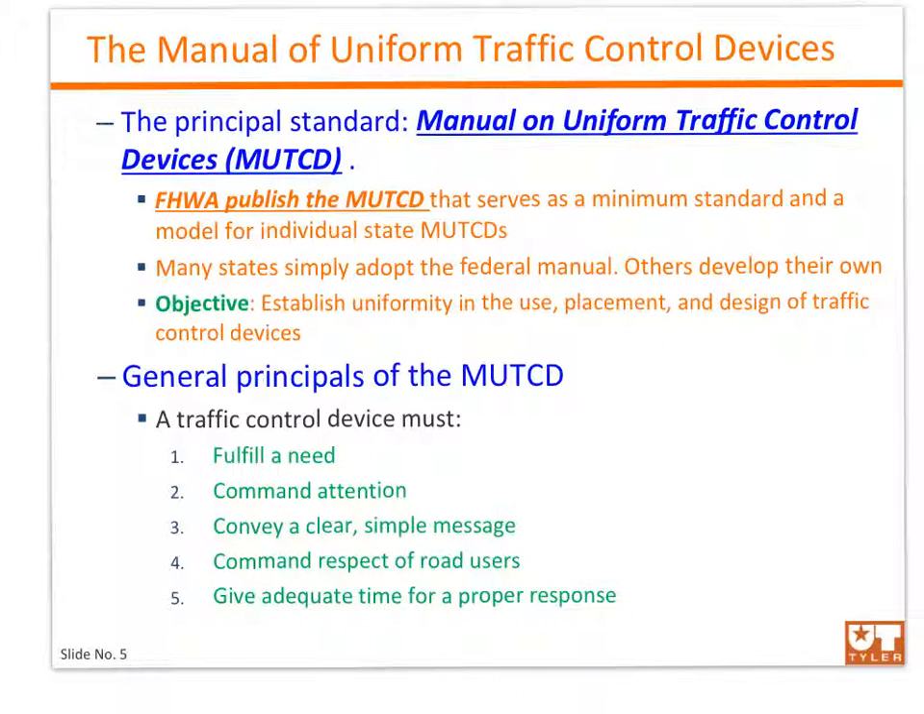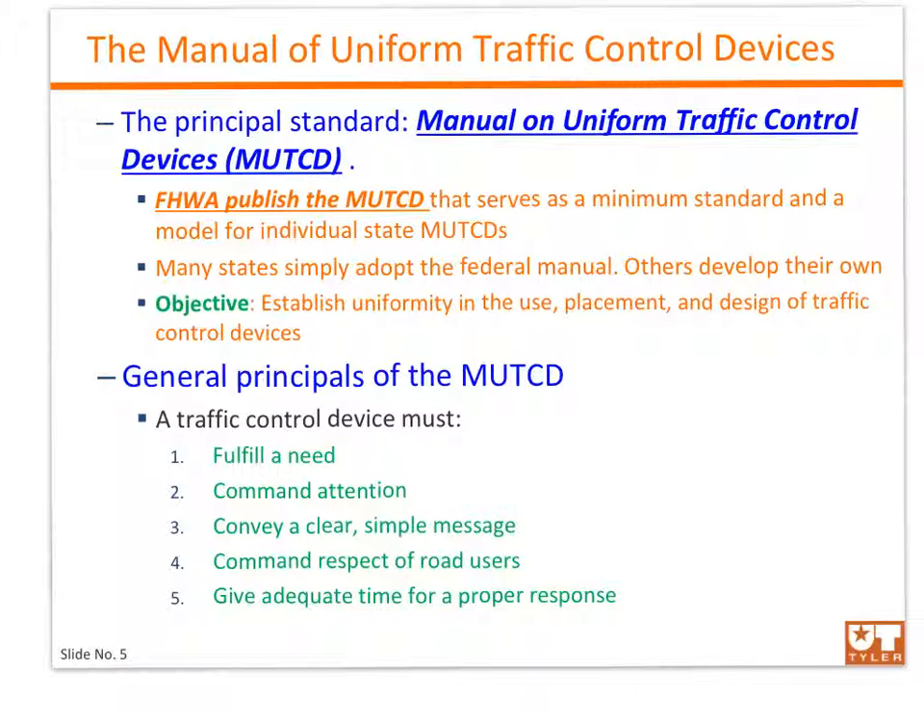The major objective for this manual is really to establish uniformity in the use, placement, and design of traffic control devices. So if you are in Texas or if you are in California, you are using the same MUTCD, and we're trying to have somewhat uniform use, placement, and design for those traffic devices, so that if you're driving, let's say, from Texas all the way to California, as a driver you will be interacting with those traffic control devices and you wouldn't see a major difference while you're driving through different states.